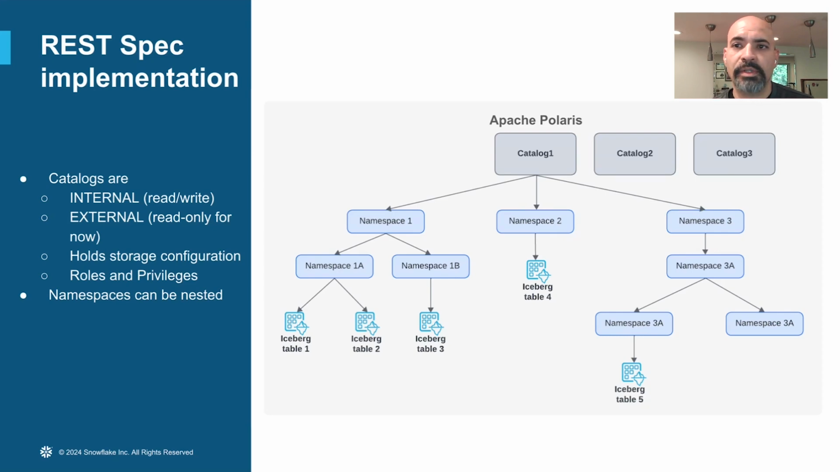Catalogs also hold storage configuration, so the catalog knows where in S3 or GCS your table metadata lives. And then roles and privileges are also scoped to a catalog. Beneath catalogs, we have namespaces, which can be nested. We don't put any limits on how deeply you nest your namespaces. Most people just use one or maybe two levels of namespaces. And then within namespaces, you have your tables and views.